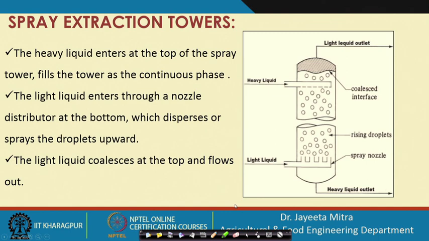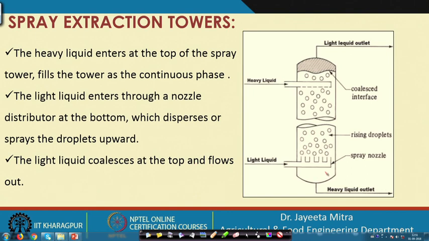There are other spray extraction towers. The heavy liquid enters at the top in the spray tower and fills the tower as the continuous phase. The light liquid enters through a nozzle distributor at the bottom, which disperses or sprays the droplets upward. Because of this drop form, they have very high efficiency to mix with the heavy liquid that is coming, and the light liquid coalesces at the top and flows out.